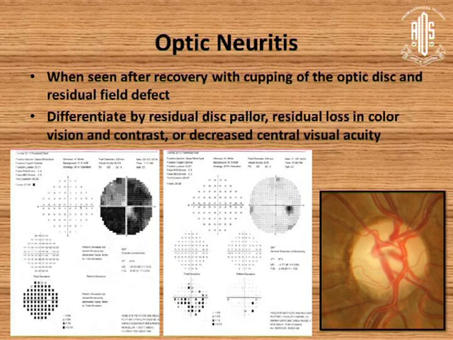Again, the thing to do is to compare it to the disc and to see whether the visual field loss corresponds to the disc, and also it can be differentiated by the residual disc pallor, residual loss in color vision and contrast, or the decreased central visual acuity.